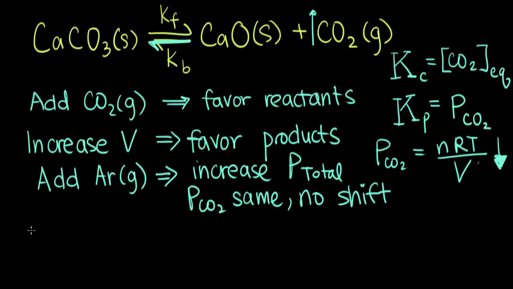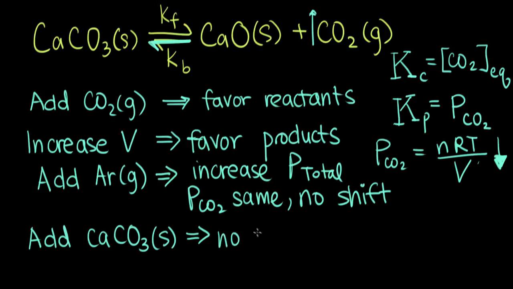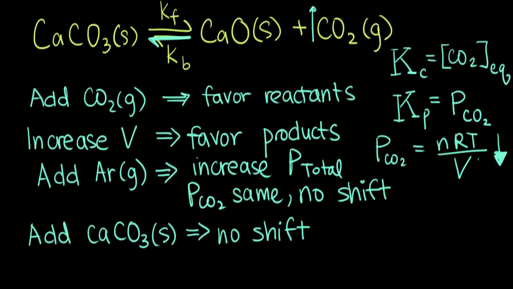What happens when we add more calcium carbonate? That's our starting material, and it is a solid. Our equilibrium expressions are determined by our CO2 concentration. So adding more calcium carbonate, which is a solid, isn't actually going to perturb our reaction from equilibrium. Our reaction is still going to be at equilibrium, and we will get no shift in concentrations. We're actually going to look at one more thing.